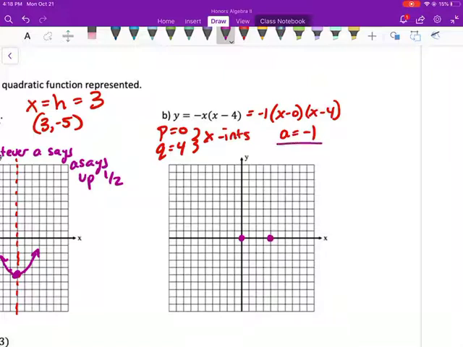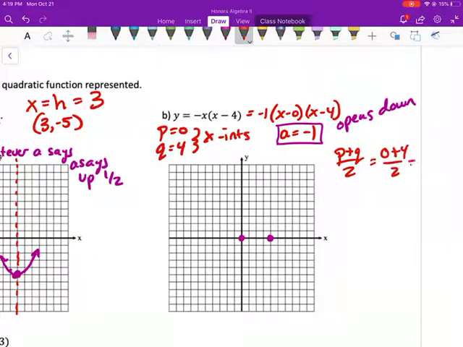Now, since I know A is -1, I know my graph opens down. So that means that I kind of know, I'm going to erase this in a second, that my graph should have a vertex somewhere up there in order to make sure that I'm doing this right. Okay, so let's find our vertex point. What I'm going to do is follow my formula, P plus Q over 2. So I'm going to do 0 plus 4 over 2, which is equal to 2. So my vertex has a coordinate point of 2 something.